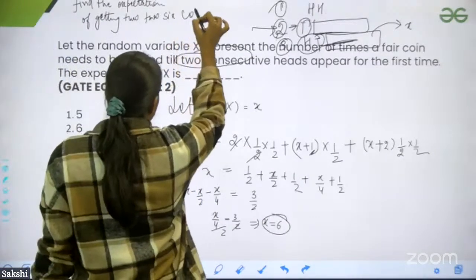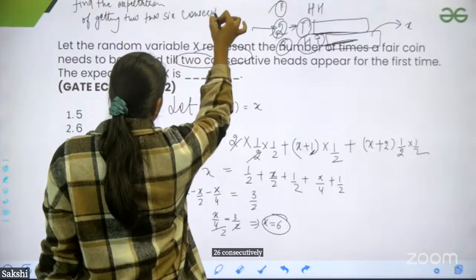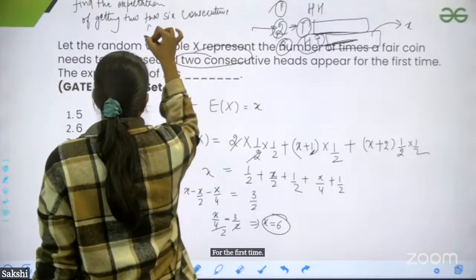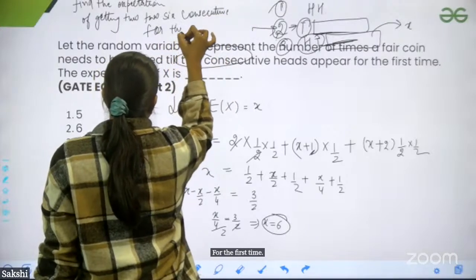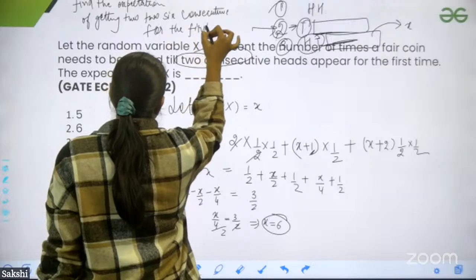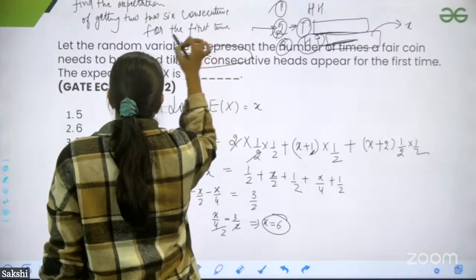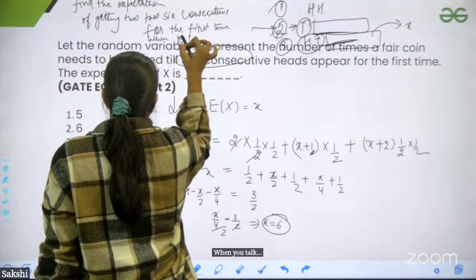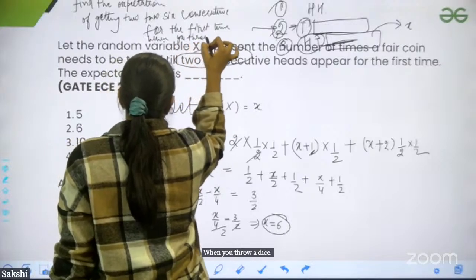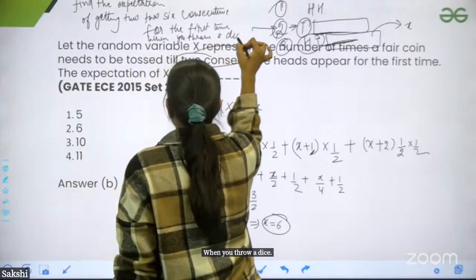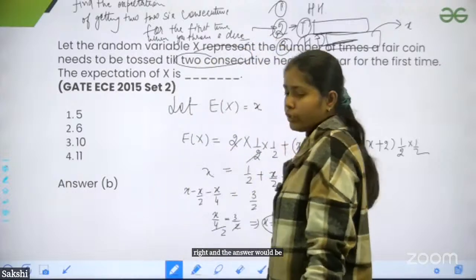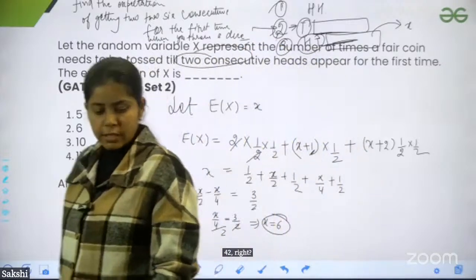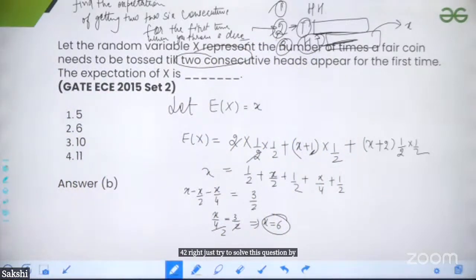2 6 consecutively for the first time. When you throw a coin, when you throw a dice, right? And the answer would be 42, right? So just try to solve this question by yourself later. This similar kind of question you have to solve. The probabilities would be changed.